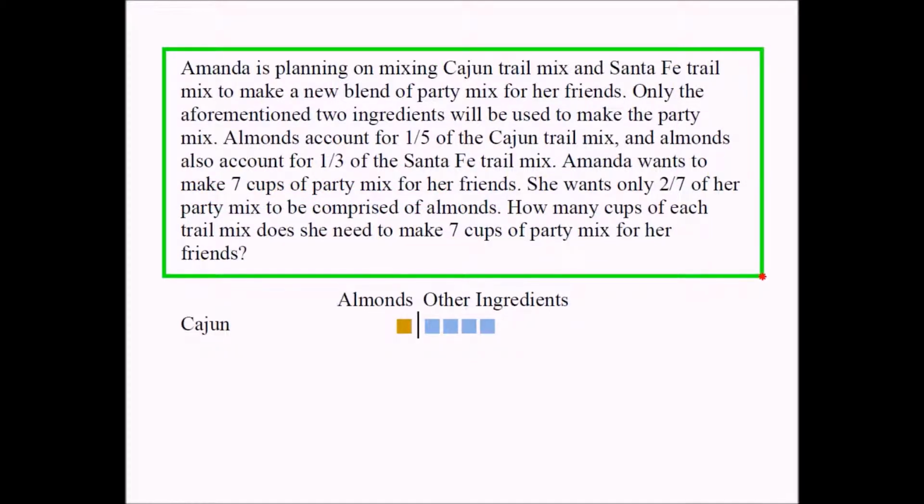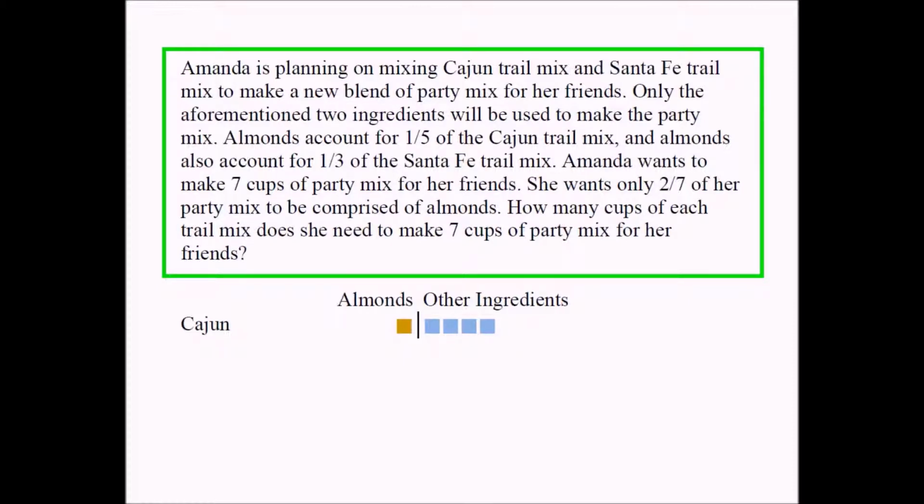in smaller font. So essentially, she's mixing two trail mixes. One is Cajun and one is Santa Fe. She's going to mix these two trail mixes and she's going to get something that she's calling party mix. And we know the first trail mix, Cajun trail mix, 1/5 of that trail mix is almonds, and 1/3 of the Santa Fe trail mix is also almonds. And she wants to make 7 cups of party mix, and she wants only 2/7 of her party mix to be comprised of almonds.